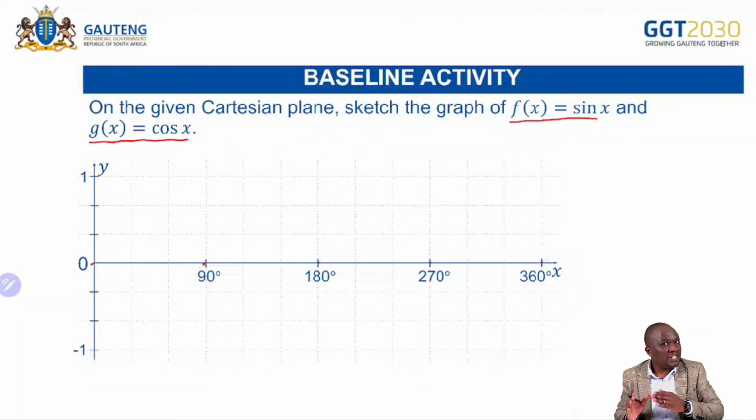Cos 0, what is it? Cos 90, what is it? Cos 180, cos 270, cos 360. Just like the sine x. Sine 0, sine 90, sine 180, sine 270, sine 360. Just use these 5 points to sketch your graph. I'm going to give you 5 minutes. After 5 minutes, we're going to mark our work. Let's try.